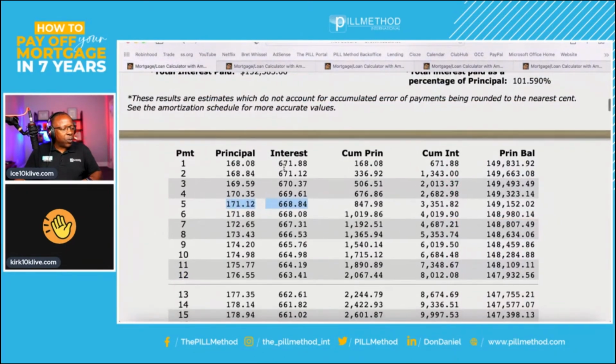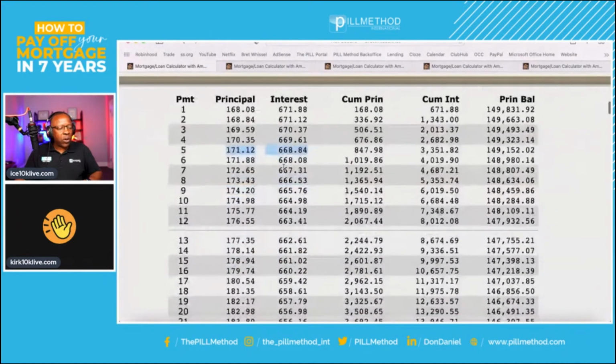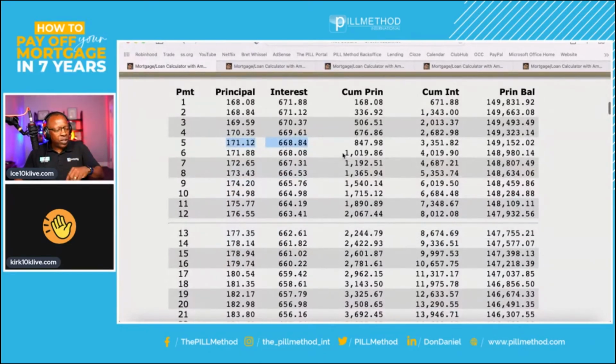On the original loan, our payment is $839.96. Now, on our original loan, let me show you something. Then we'll go over to this new loan at 3%. If we take a look at 12 months of paying this mortgage down, we will pay it down by $2,067.44, but the bank will charge us $8,012.08. In order to move this from payment number 1 to payment number 12, to pay it down to here, we're going to give the bank $8,000 in interest.